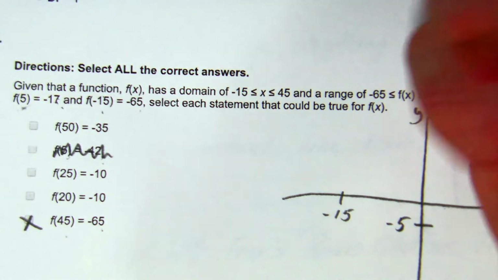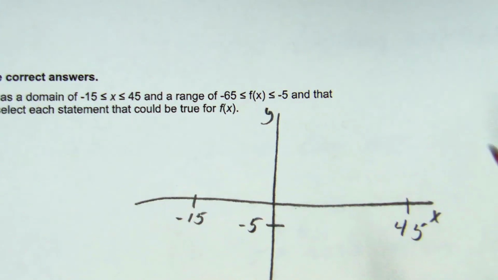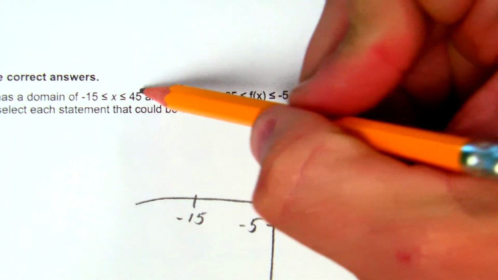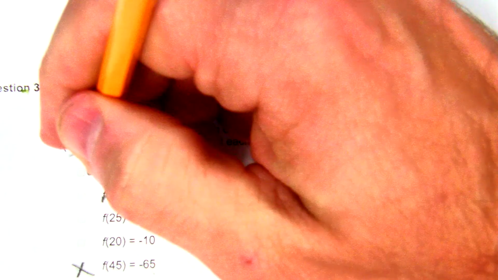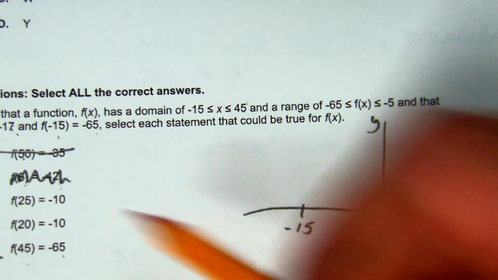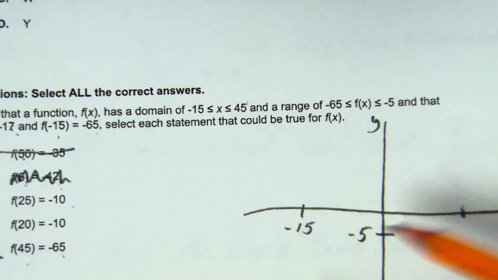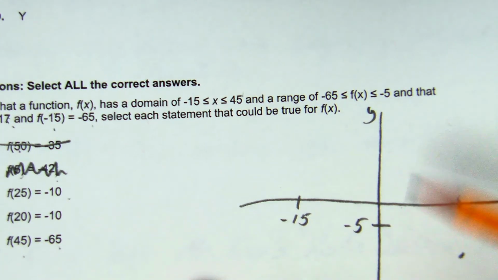Now, when the button is 50, well, the button's not allowed to be 50 because our domain, the problem said it can only go to 45, so I know that this one's no good. Now, when x is 25, 25 is on my number line. Can the y be -10? Well, yeah, -10 would be down there somewhere, so it falls within the restrictions they gave us on the range, so I like that one too. I'm going to pick that one.